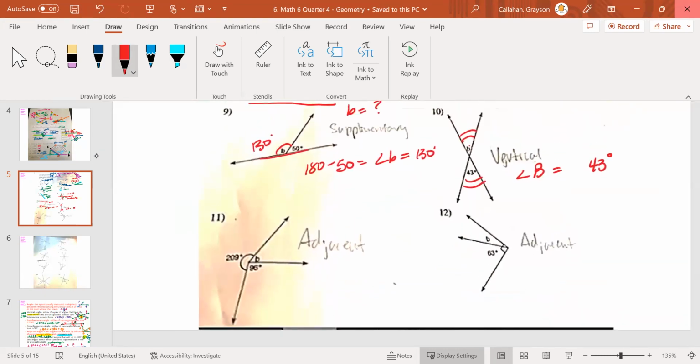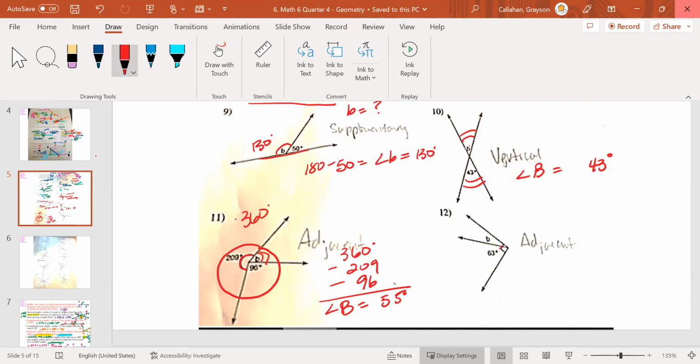11. Okay. This part is 209, okay? I'm not sure if your teacher told us, but the entire circle is 360 degrees. So if you take 360 degrees minus 209 minus 96, that's going to give you angle B. So go ahead and subtract that. And that's going to give you a 55-degree angle, which looks correct because that angle right there looks like it's acute, which means it's smaller than 90.